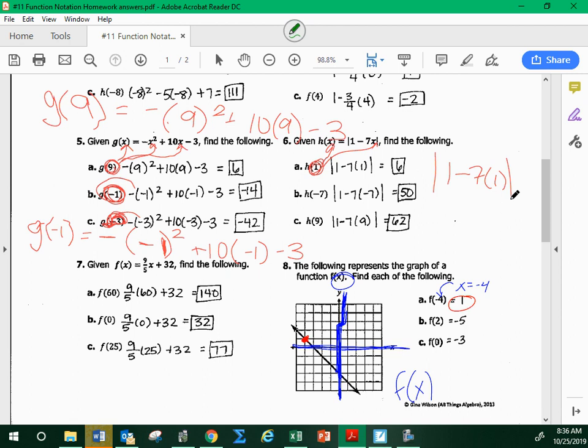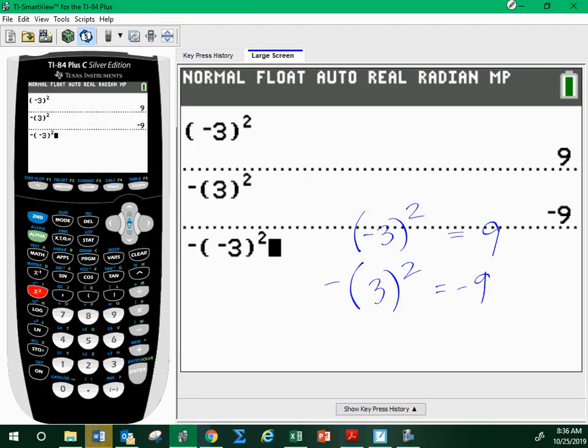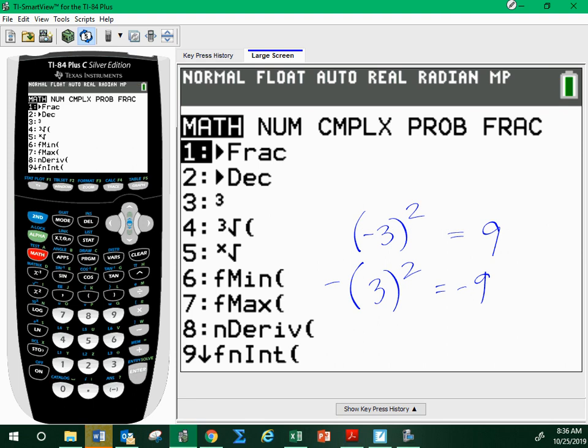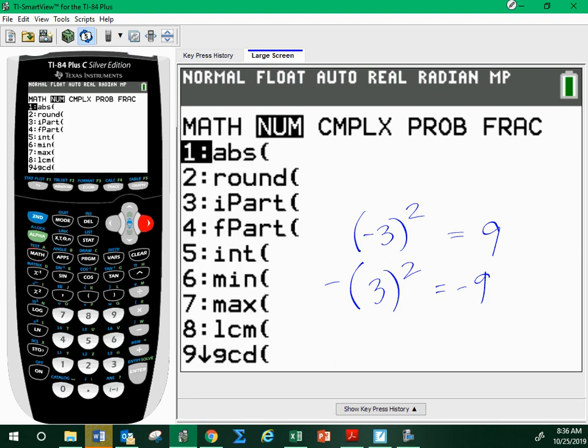Do you remember the absolute values on your calculator? Do you actually remember where it is? Yeah. Okay. Math, and then the right button. Good.